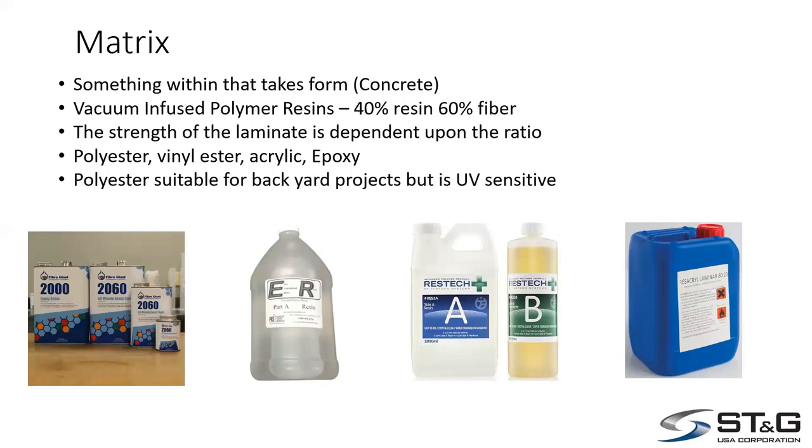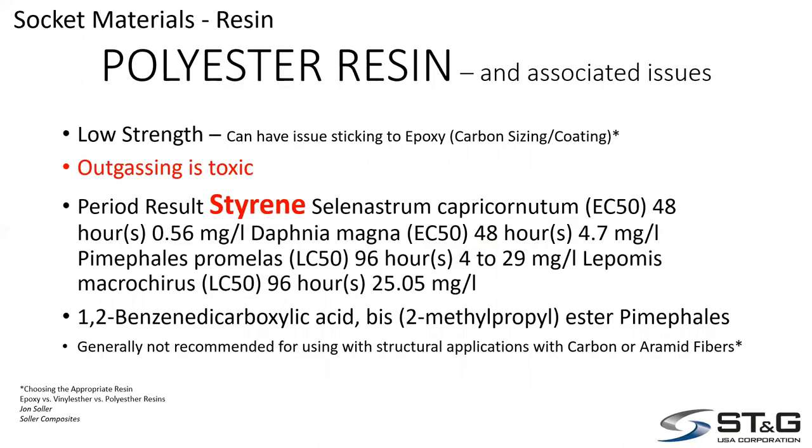So we really want to think about the types of resin that we're using, because the resin itself has its own strength properties. If we look at polyester, vinyl ester, acrylic, or epoxy, we're going from the lower strength to the higher strength. Also, there are other properties to these resins that we need to think about. Some of it is health-wise. When we look at a polyester resin, its strength is not as high as an epoxy.